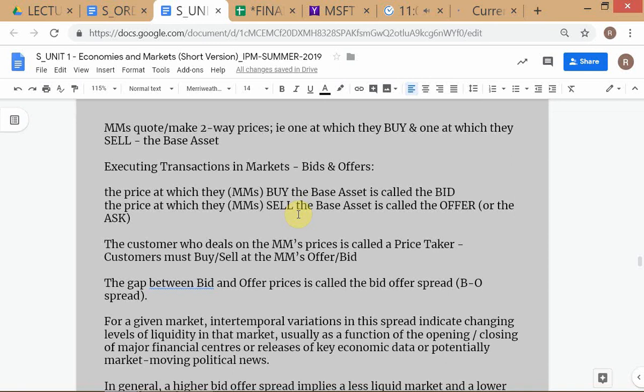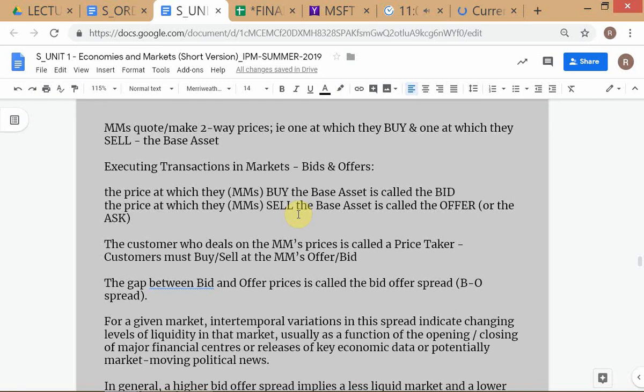You will always know who is quoting the price. You are not quoting the price, somebody else is quoting the price. This is clear. He is the market maker, he is quoting the two-way price. So the concept to learn here is quotation of prices, quotation of two-way prices. Why two-way? One for buying, one for selling. And what is bid, what is offer? The price at which the market maker buys is the bid. The price at which the market maker sells is the offer.